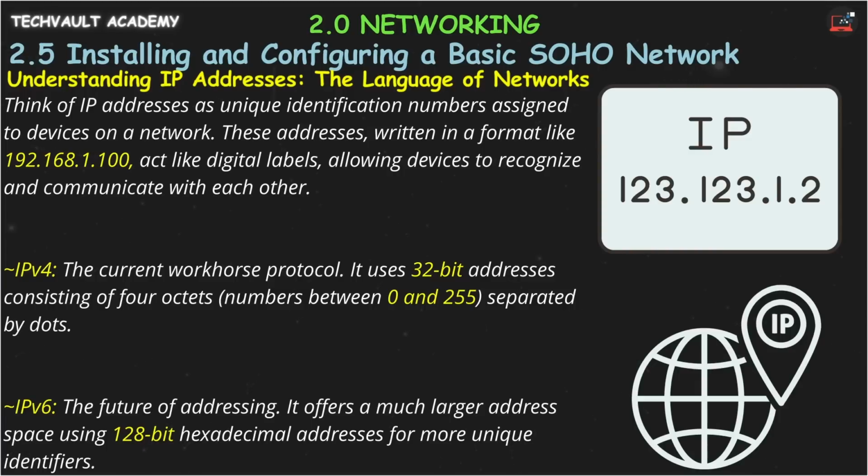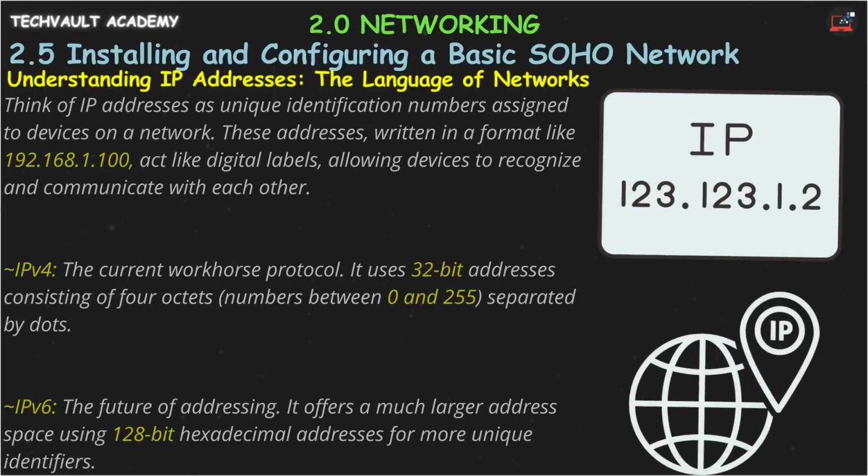IPv4, the current workhorse protocol, uses 32-bit addresses consisting of 4 octets, numbers between 0 and 255, separated by dots. IPv6, the future of addressing. It offers a much larger address space using 128-bit hexadecimal addresses for more unique identifiers.